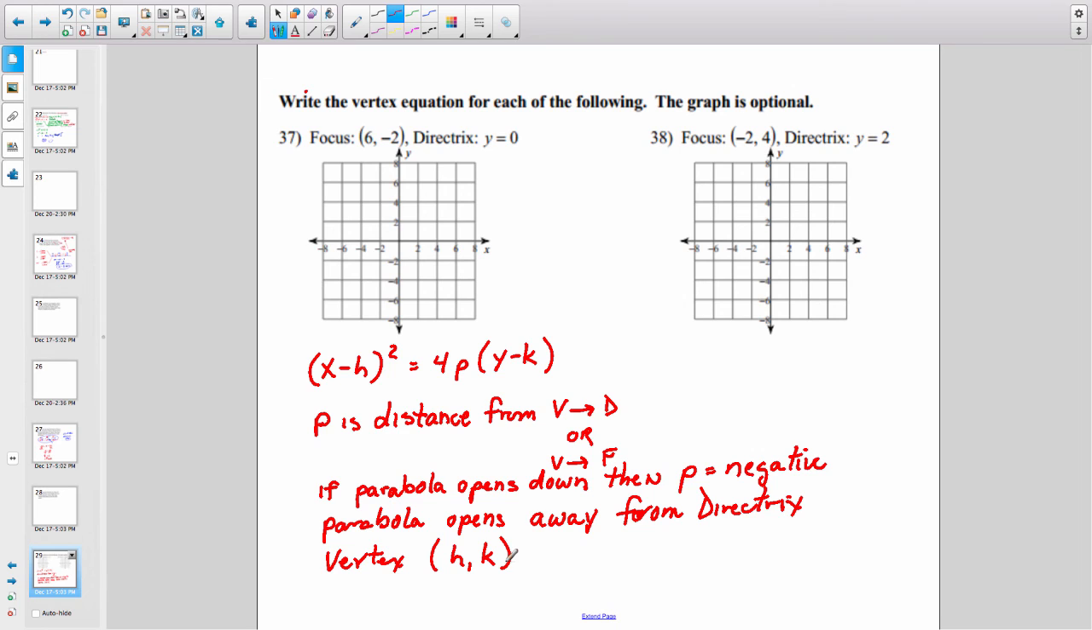All right, so let's see what they gave us. Focus, (6, -2). (6, -2), there you are. There's my F. Now a focus, more notes for you, sorry, but this is good stuff. Focus, always inside. Like a salad bowl, it's always inside the parabola.